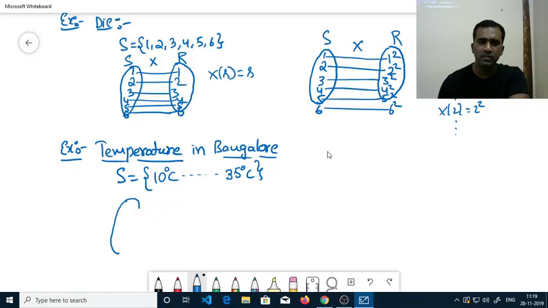Yes, definitely I can deal with these numbers. Whatever the sample space numbers are, I can define the same numbers as the random variable. X of s equal to s. You can define it like this. Then there is no need of defining a random variable separately, right? Okay.